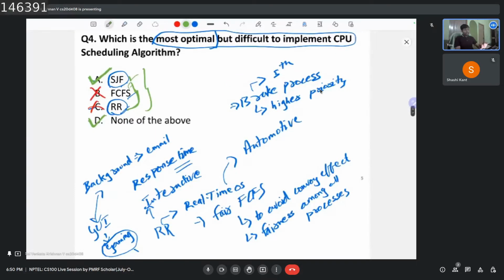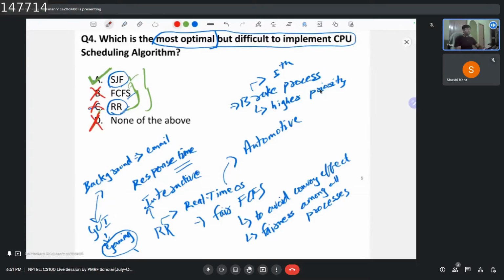Since this is usually an MCQ pattern and you don't get to key in a specific algorithm, you better stick with SJF. So SJF is the correct option, which is the most optimal and difficult to implement.